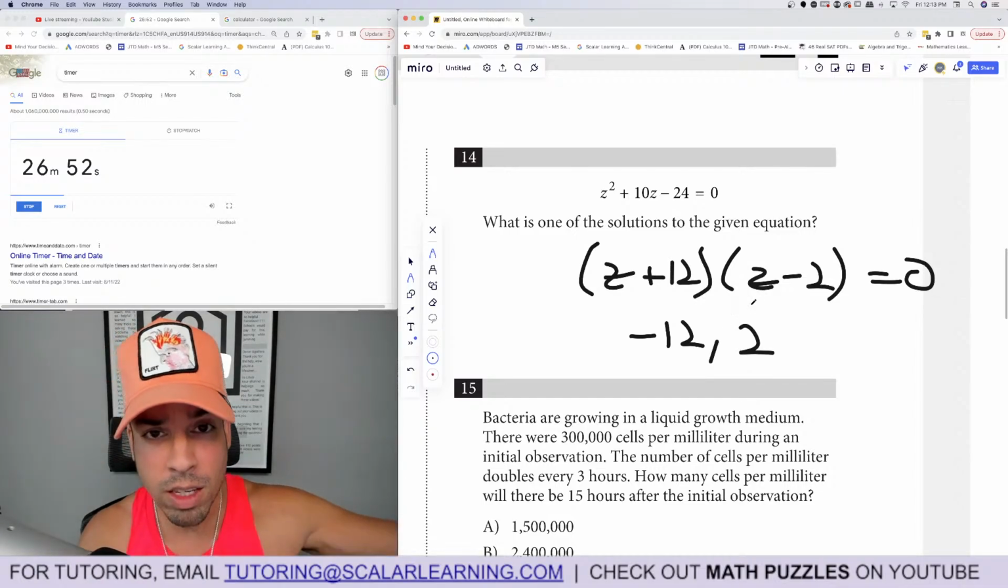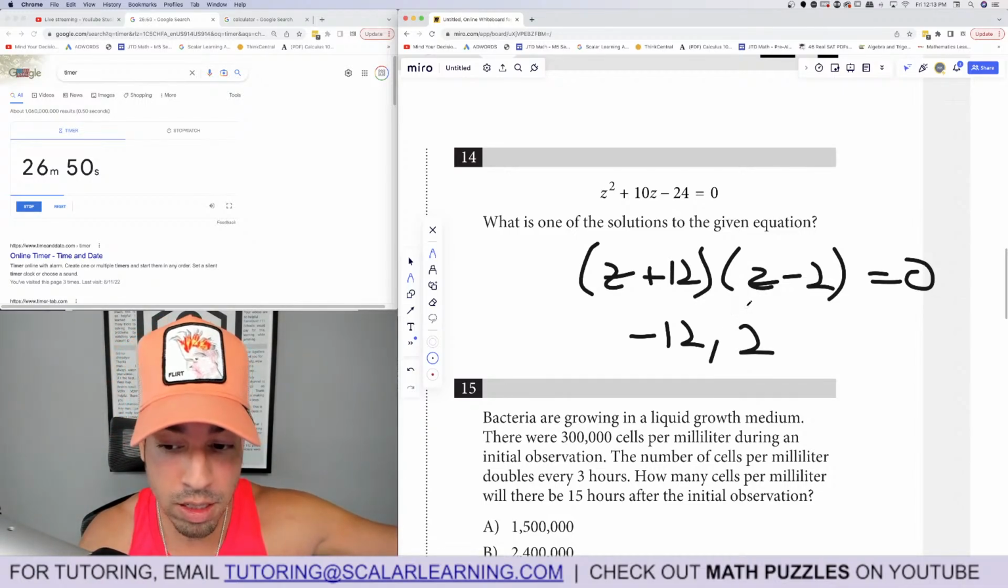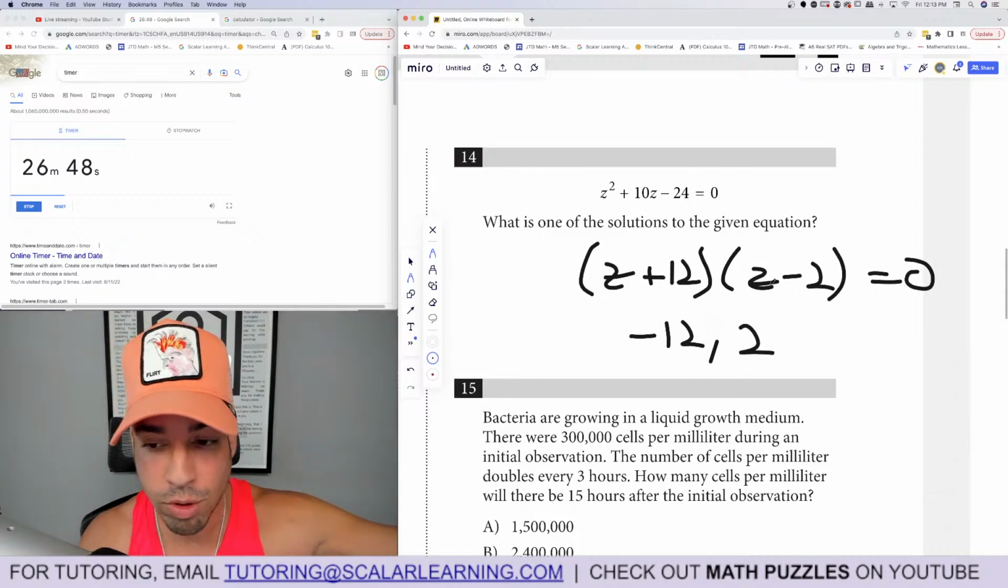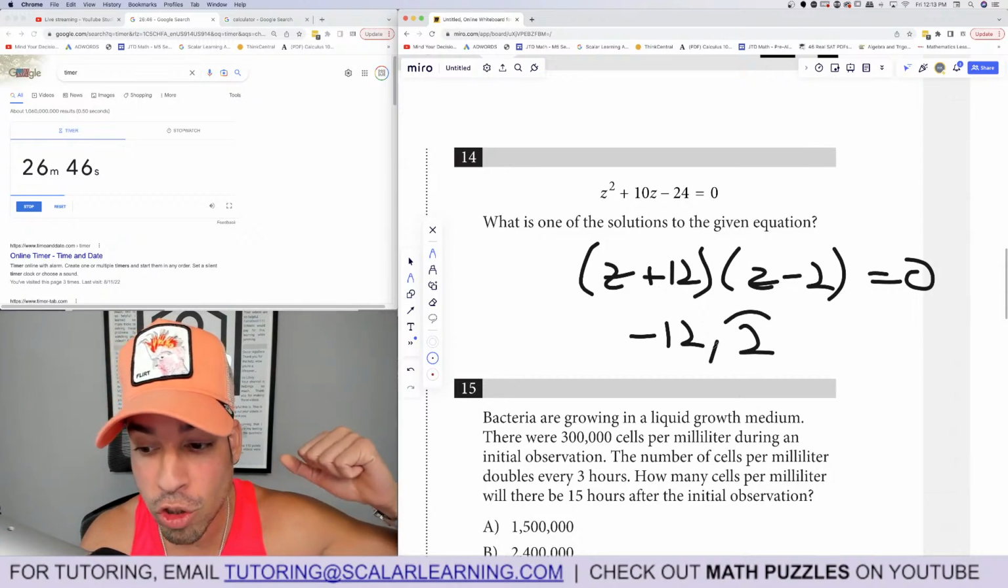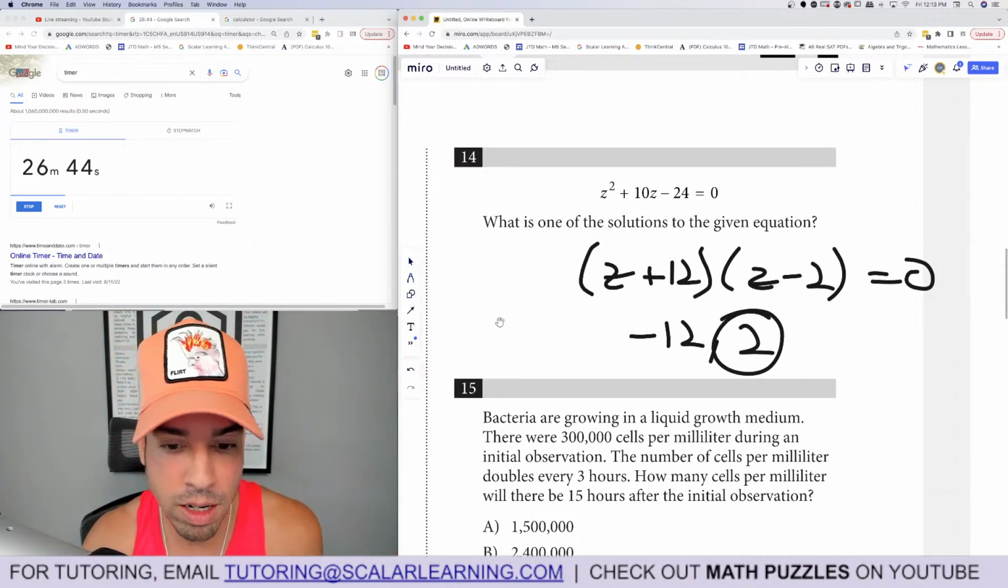Now, in the old SAT, right? The current SAT, I should say, we cannot have negative answers in the free response. I'm going to assume the same, so I'm going to choose 2. I don't know if that's true. We'll find out at the end.